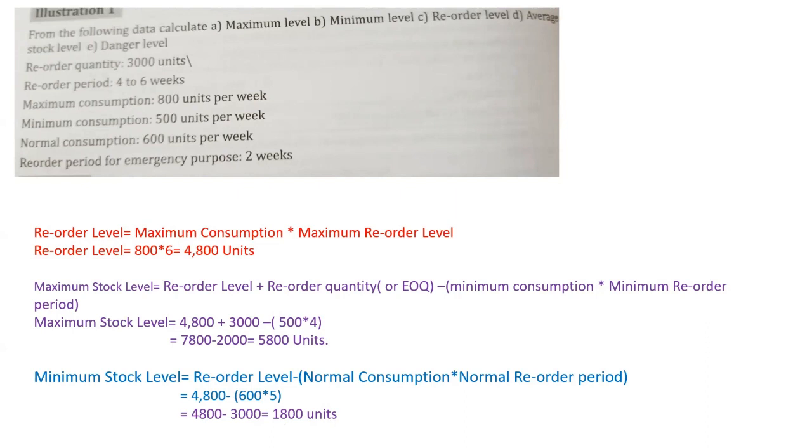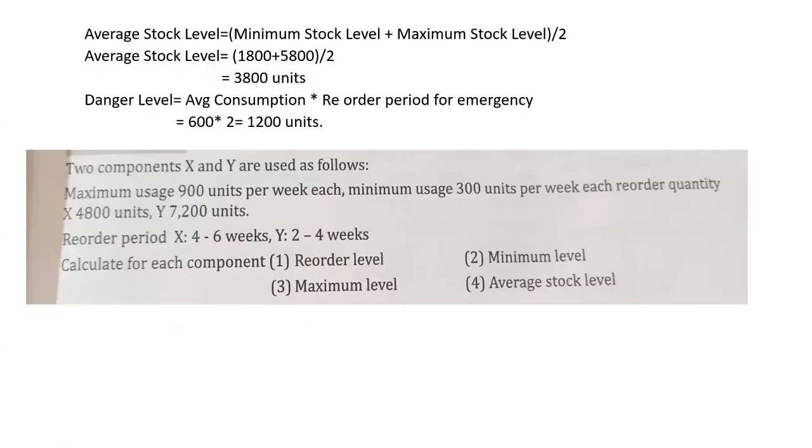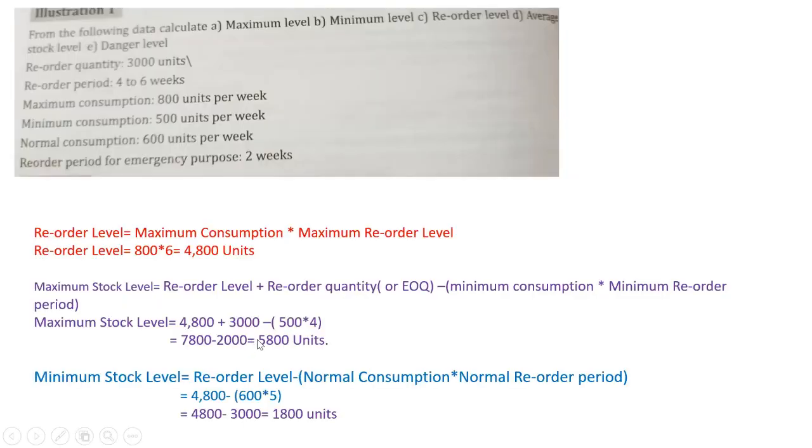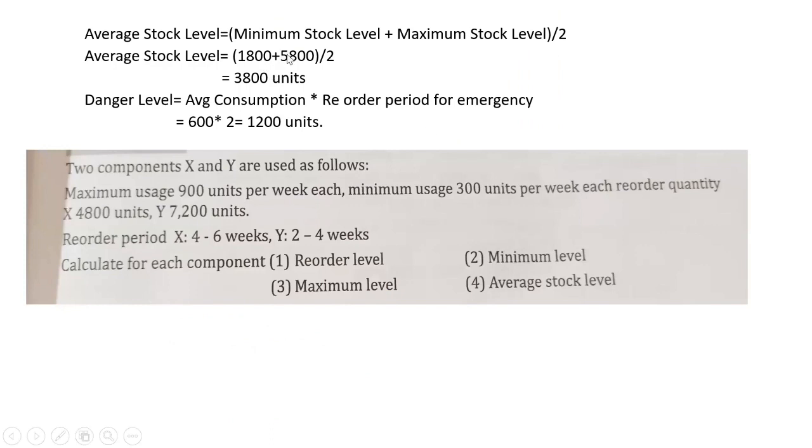Next, what have they asked to calculate? The average stock level. So average stock level is minimum stock level plus maximum stock level divided by 2. Minimum is 1,800, maximum is 5,800. So 1,800 plus 5,800 divided by 2. 3,800 is your average stock level.